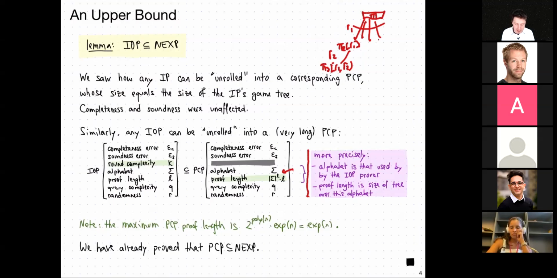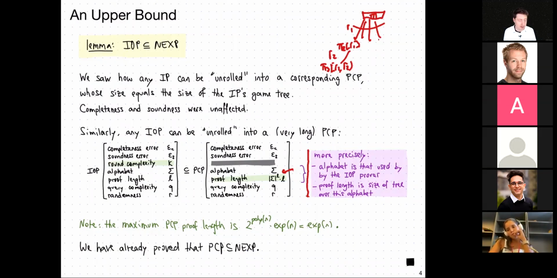But basically, it's the same thing that happens when you unroll an IP. The point, though, is that even if you're unrolling an interaction where messages have potential exponential length, just the fact that there is a polynomial number of rounds means that overall we still have exponential length. And so the type of proofs you get out of here are no more powerful than just some exponential size PCP. Is everybody convinced by this?